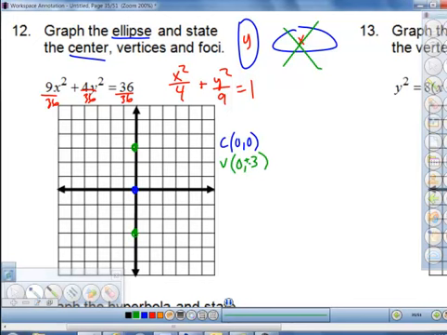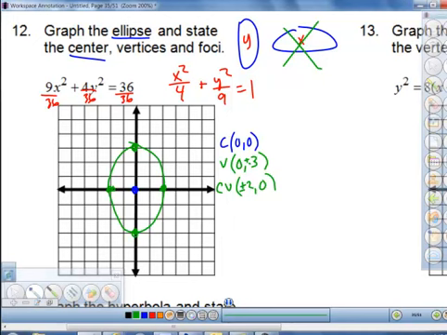Now what the heck, extra credit, let's do co-vertices. Co-vertices is taking the square root since this is underneath the x, so that's going to be 2, and then 2 this way. And so then we could just draw our parabola, or not parabola, our ellipse. Okay, there's our ellipse. Co-vertices are at plus or minus 2, 0.